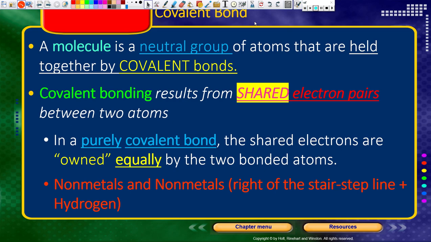Put a big star beside the last bullet. And I want to reread the second bullet again. In a purely covalent bond, the shared electrons are owned equally. So somewhere around this little bullet, when it says equally, what word do you need to use? Nonpolar. So somewhere around that bullet, write the word nonpolar. And then the last bullet is, that's what we kept saying, right? Nonmetals and nonmetals to the right of the stair-step line are what type of bond? Covalent. So, excuse me, I should have kept reading. Right side of the stair-step line plus who? Hydrogen. Okay, so we want to make sure that we caught that.